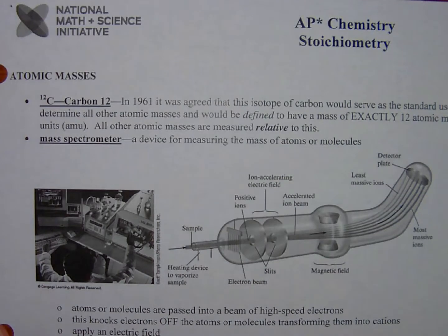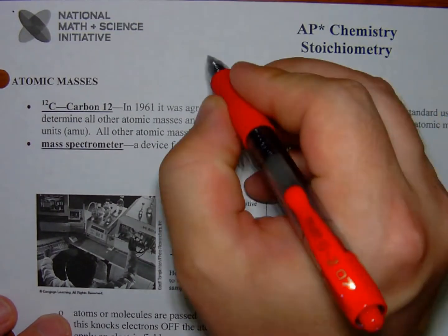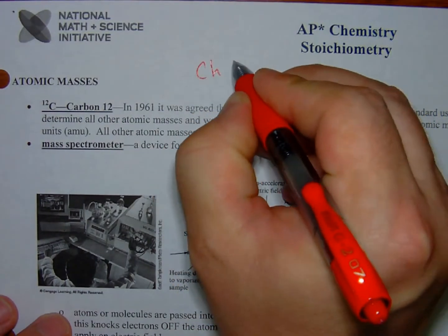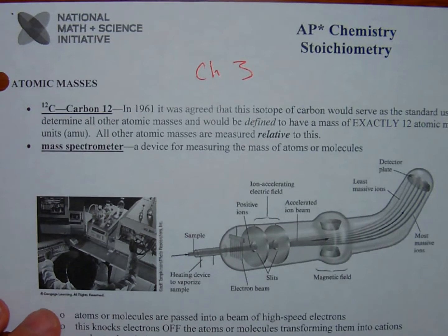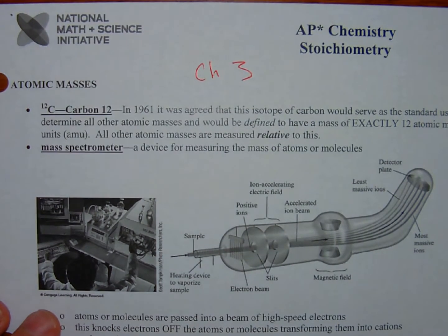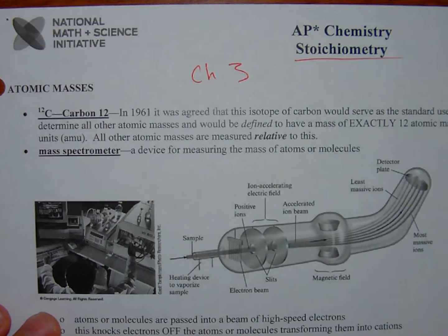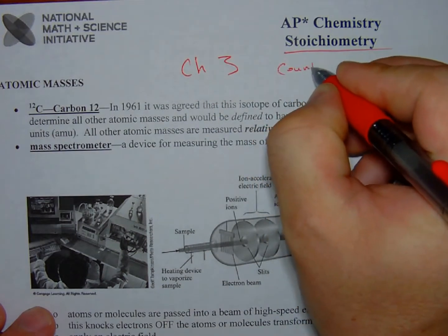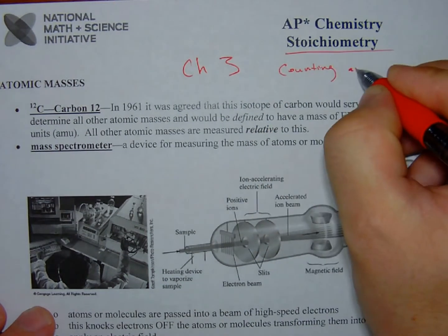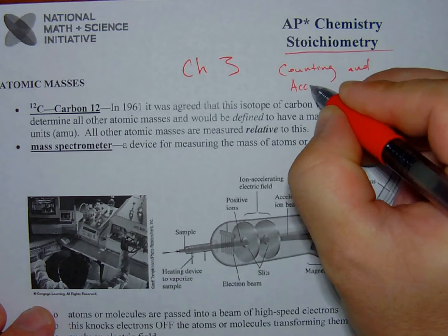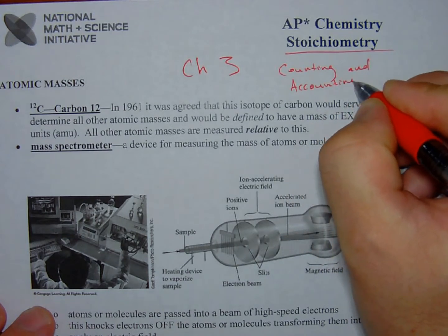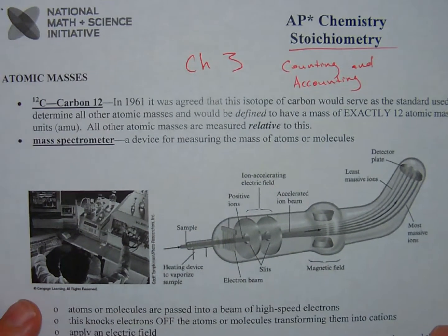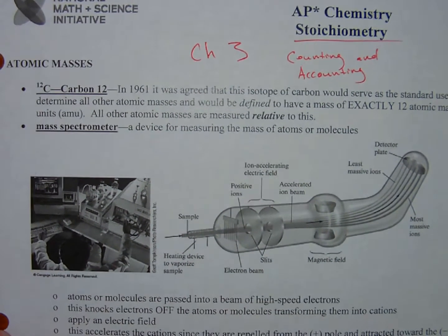AP. Let's get started on our notes that are associated with Chapter 3. It's going to be a lot of stoichiometry. And stoichiometry is just a fancy word that refers to counting and accounting for things. So what are we going to start talking about here?